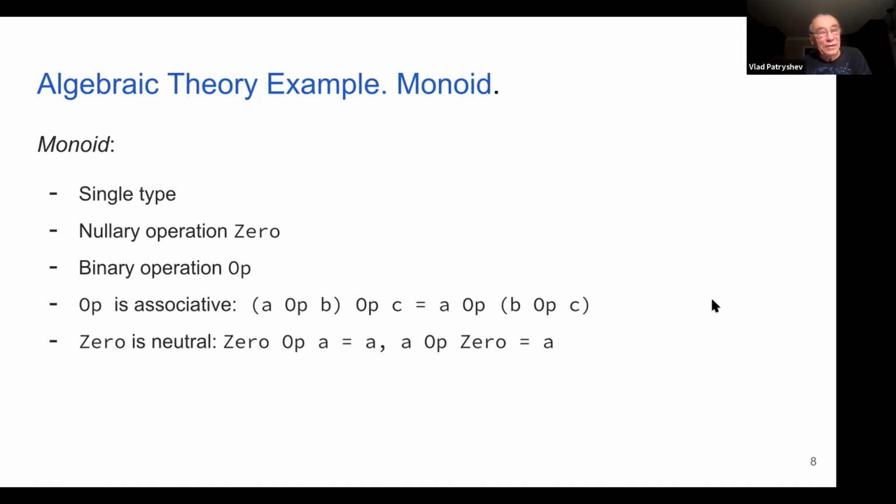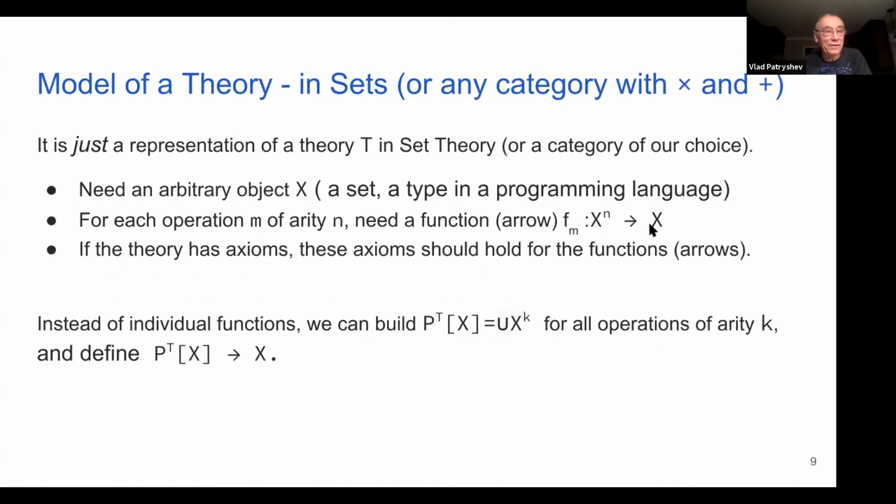It's not a monoid. It's a theory. We don't have any monoids yet. We don't know what 0 is. We don't know what op is. So we don't have monoids. All we have is a theory. Now, how can we have any monoids?